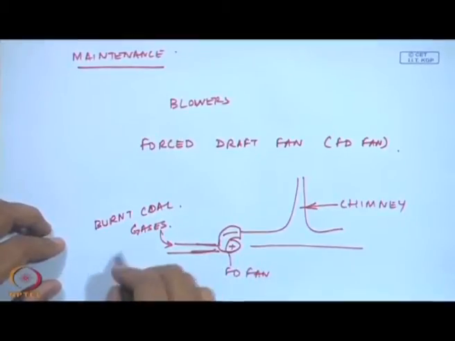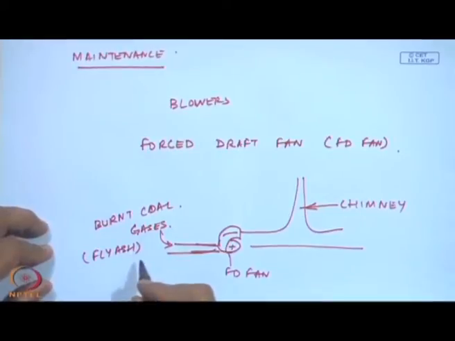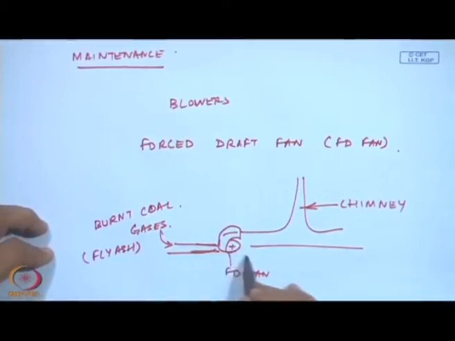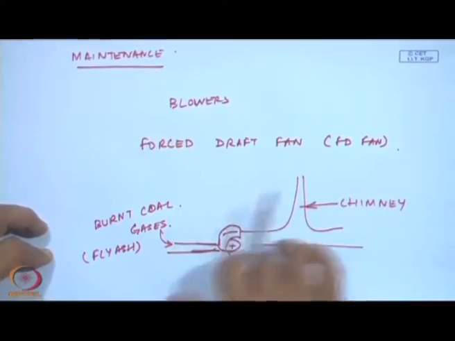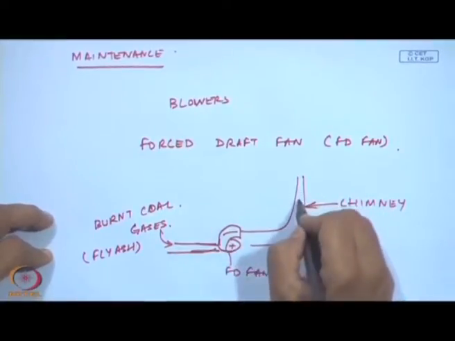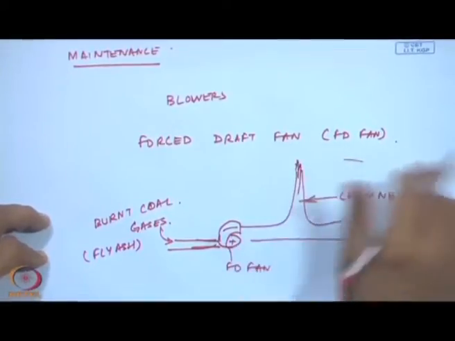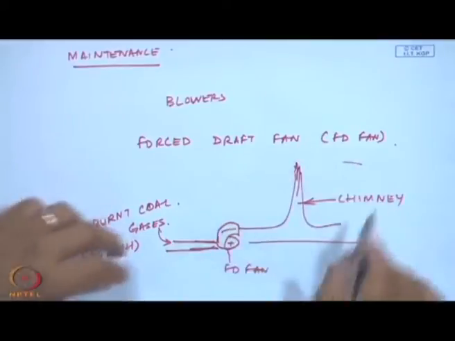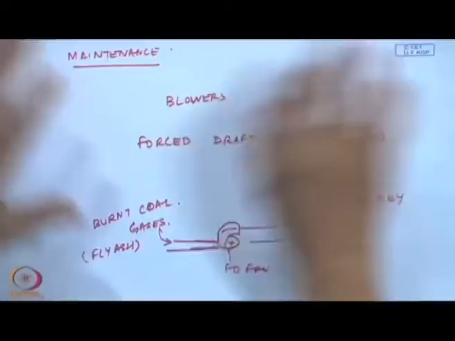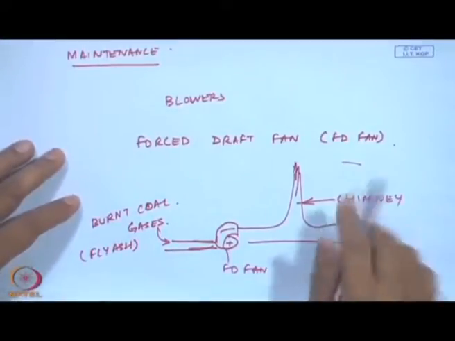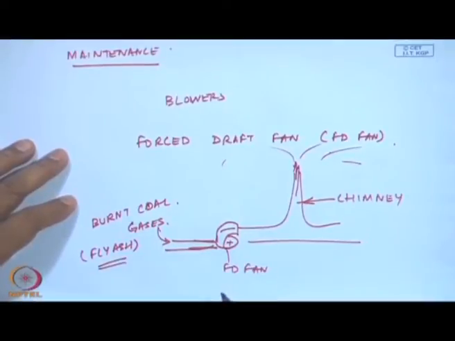There is a lot of fly ash in these gases. What happens? To give an extra draft, we put a fan, and this fan basically pushes out the gases out of the chimney, because the chimney is at a certain height, because we do not want to release the gases all around us. We send it high up so that they disperse and can fly off to large places. The problem is with fly ash.